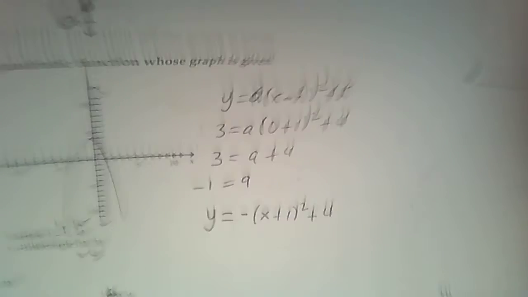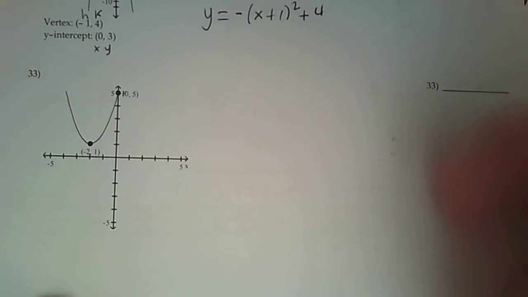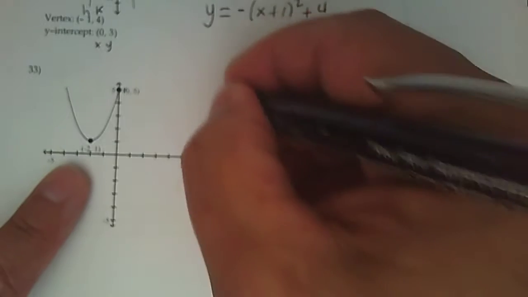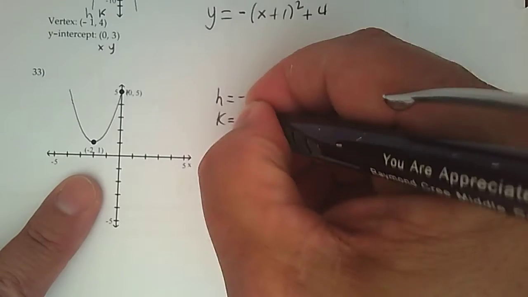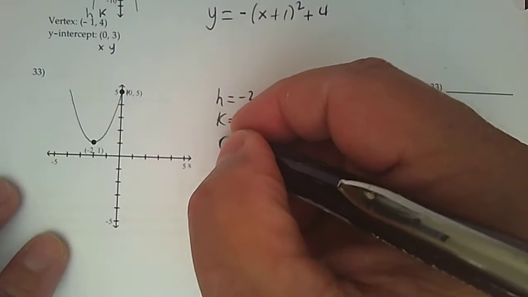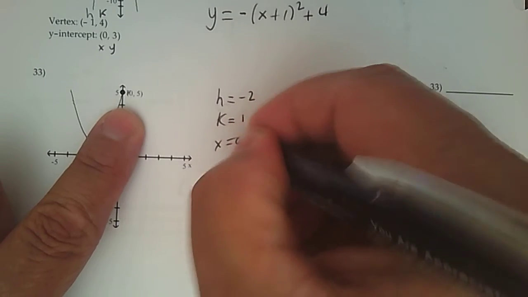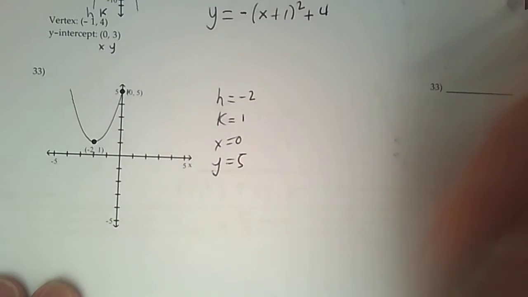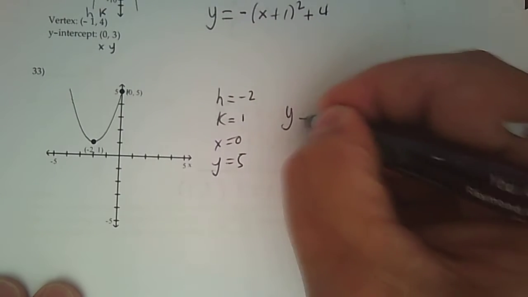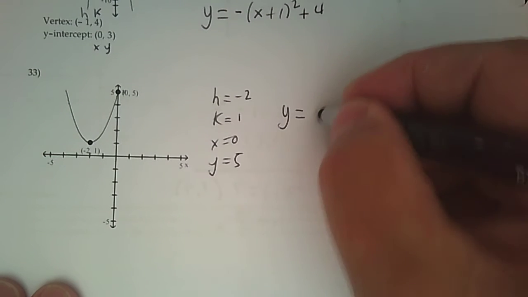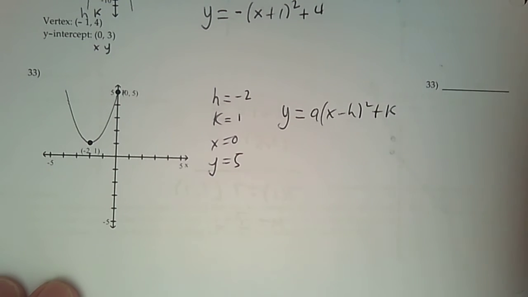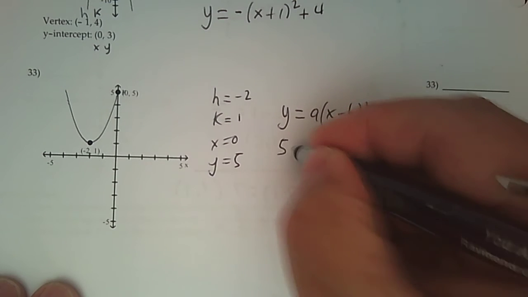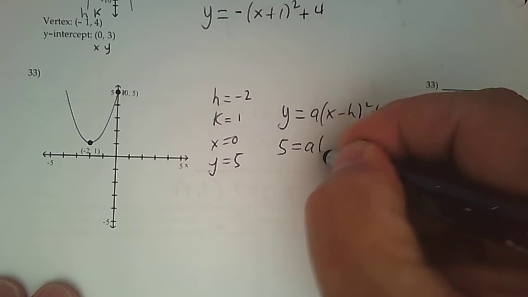Not too bad. Let's try this one. 33. So when I look here, I can see my vertex is at -2 and 1. I can see I know another point up here at 0, 5, so that the x-coordinate is 0 and the y is 5. So I'm going to start with my HK form of a parabola. I'm going to plug in and solve for a.